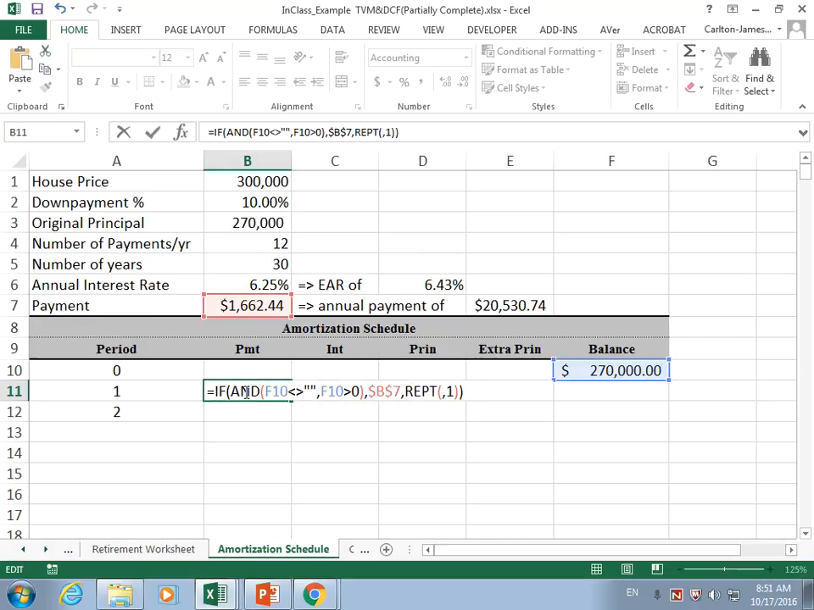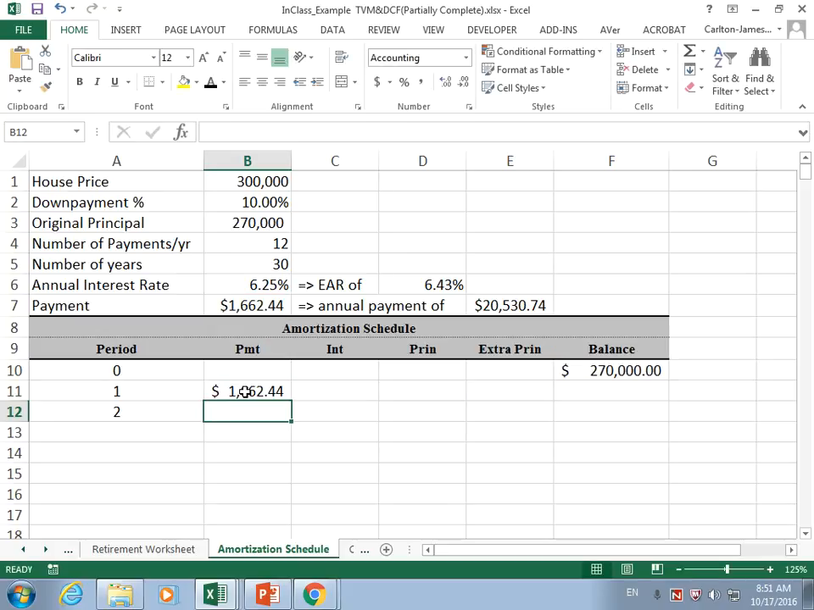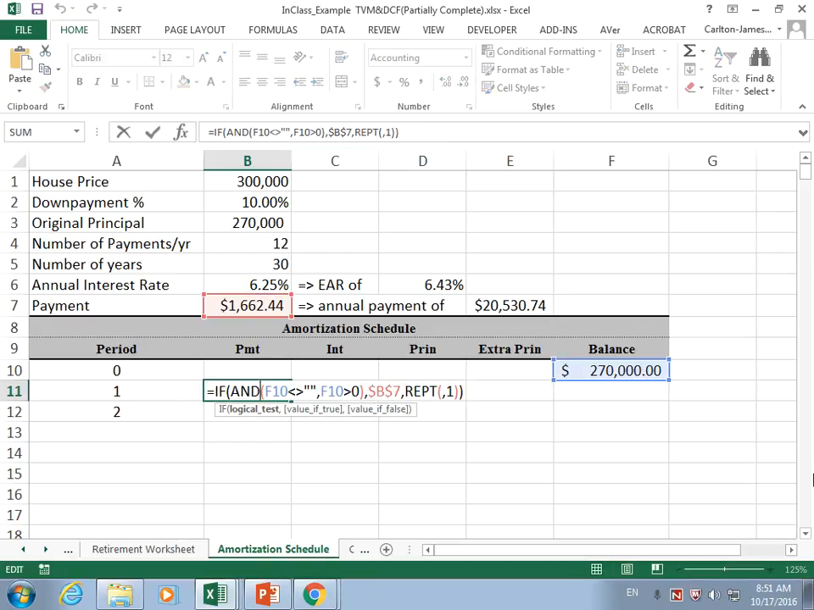So we're saying again, as long as this balance is not 0, our payment is going to be equal to this amount here, right? And we'll have that as constant. Okay, enter. And once we have that formula in there and we've referenced this B, it's important, of course, that we reference this absolutely, so this doesn't change.